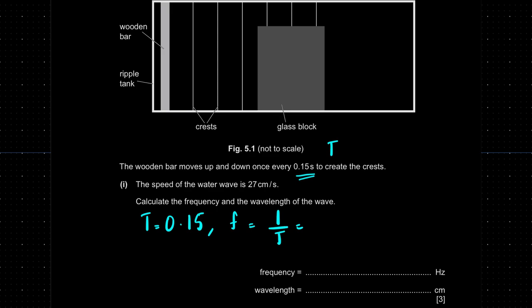So 6.667, or 6.7 hertz. And for lambda, we can use v equals f lambda, so lambda is v over f. So 27 centimeters per second divided by this turns out to be 4.05. Again, if you use the exact calculator value, that's what you get. If you use this rounded value, then you might get a rounding error.